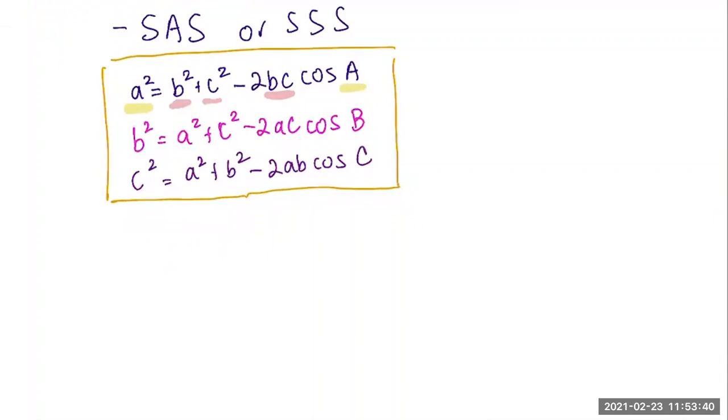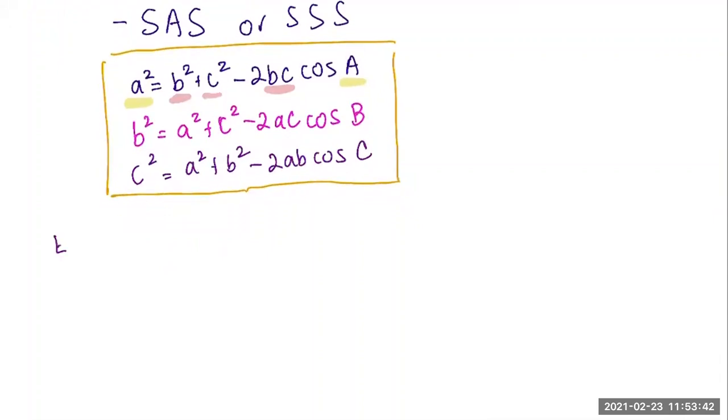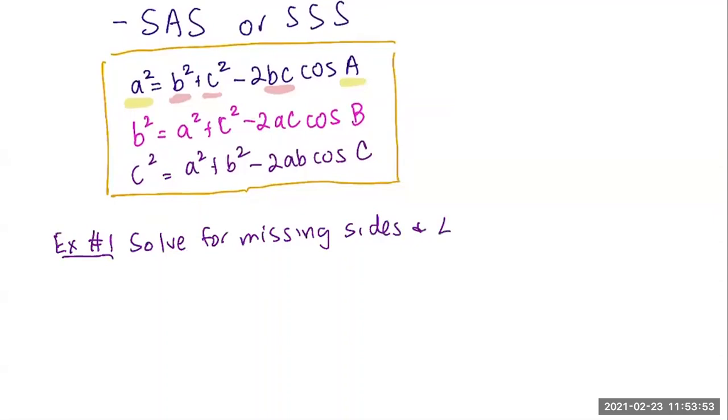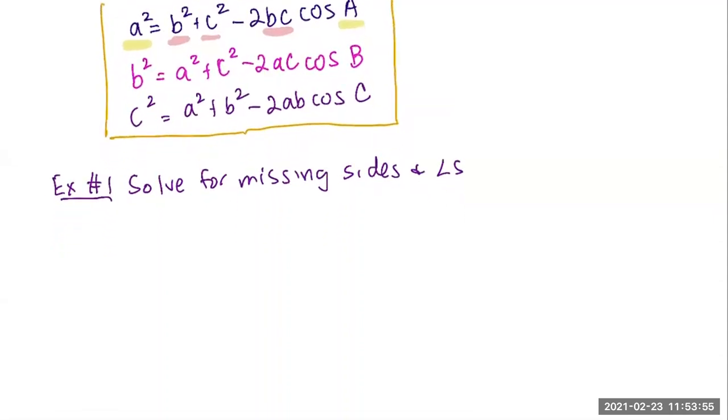Okay, so let's say it says solve for the triangle, which means basically find everything. Okay, so this is what you're given for the triangle. Example number 1. Solve for the triangle. Solve for missing sides and angles. Sketch the picture.